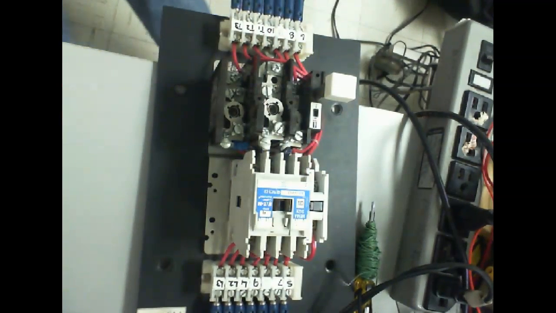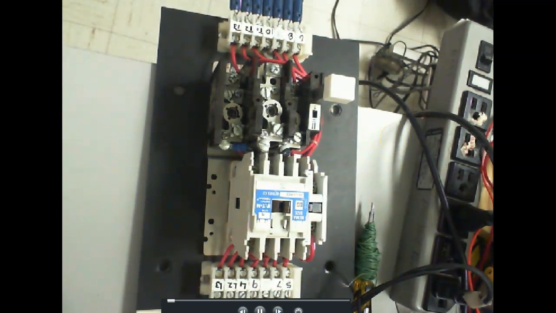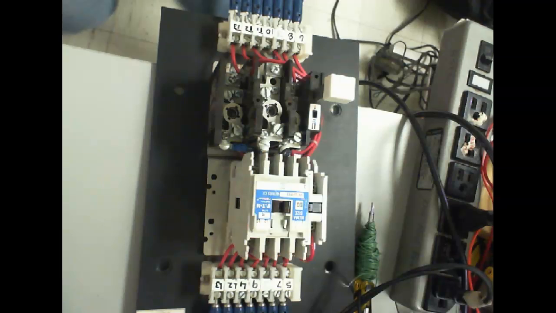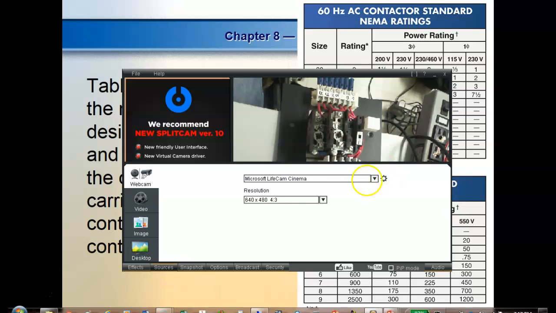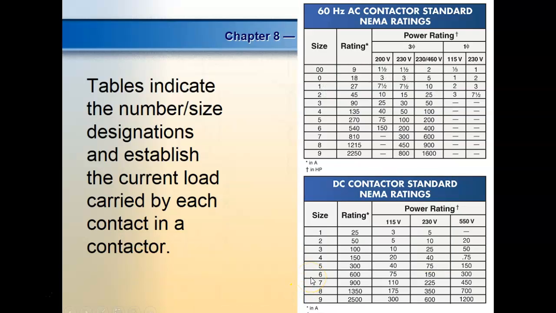But our 3-phase motor is only, I think, a 1/3. Yeah, our 3-phase motor is only a 1/2 horsepower. So we'd have to actually look this one up on a different chart. So you can imagine if that's a 1/2 horsepower AC motor, couldn't you imagine a 600 horsepower AC motor? Huge. So size ratings. This is a table.